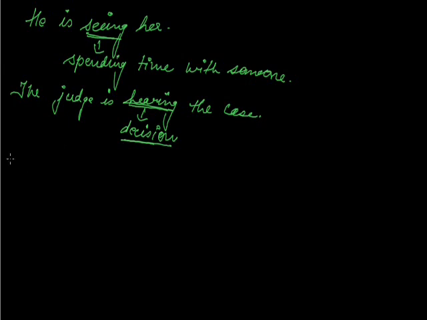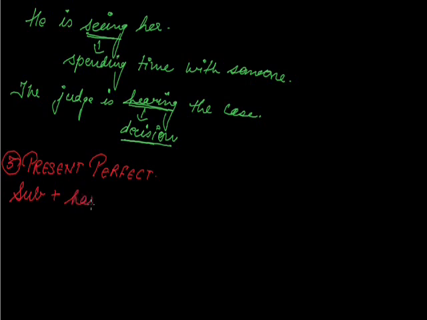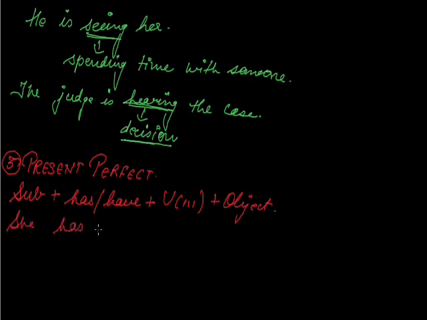Now I take the third tense, that is present perfect. See the sentence structure: it is subject plus has or have plus verb third form and then object. Now if I write an example, she has completed her work. Subject, has, third form of verb, and then object.